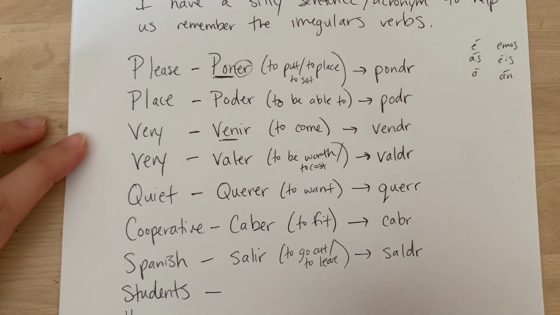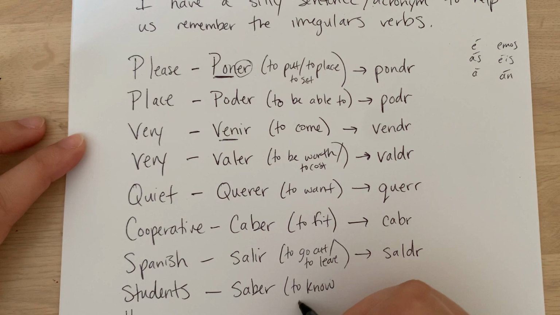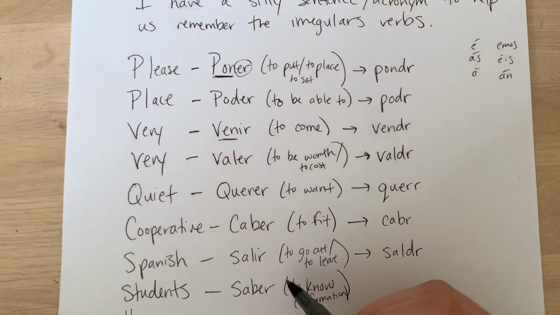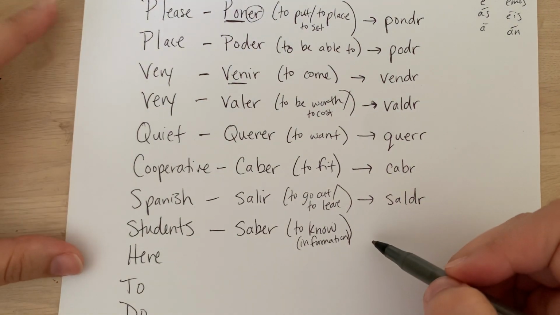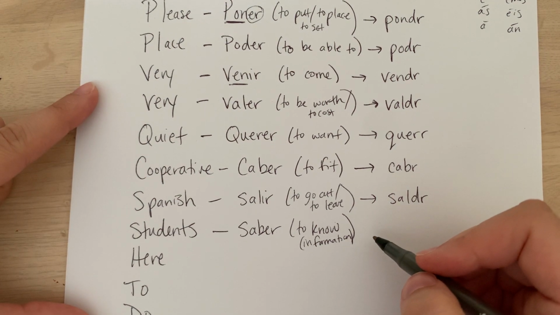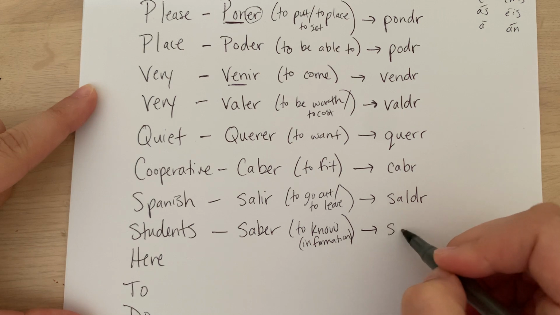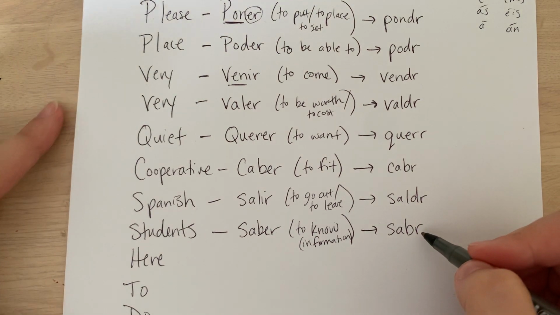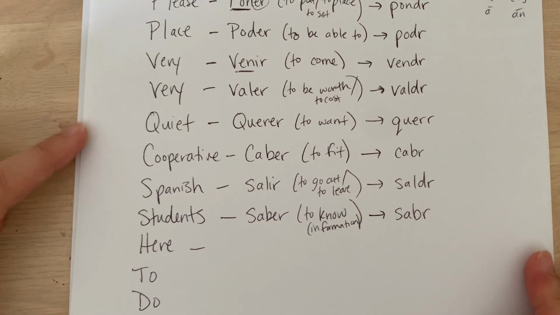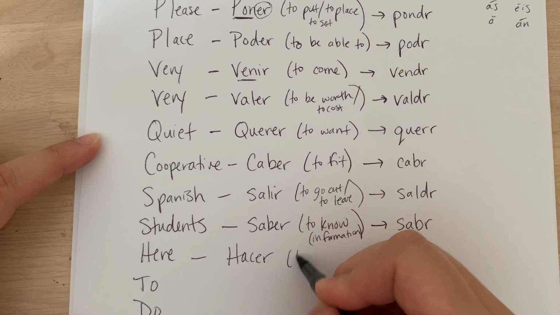Okay. Next, saber is to know information. Because we have two verbs that mean to know, right? Saber and conocer. And saber is used with facts and information. Like, I know the fact, or I know the address, or I know the information for class. And this one, future tense, I will know it after this class because I'm going to learn. Saber. I will know the future tense after today. Future tense irregulars. H. Can you think of a verb? H. Hacer. To make or to do.